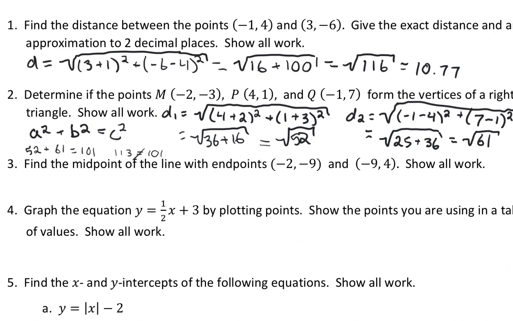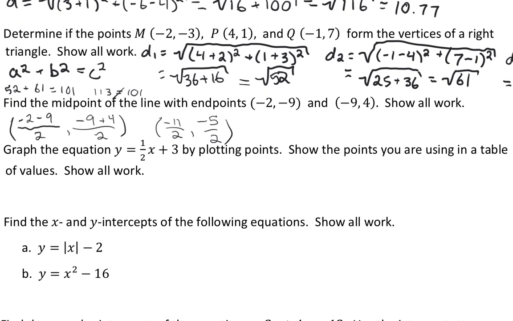Next, we're going to find the midpoint of the line with endpoints -2, -9, and -9, 4. For this, we're just going to find the averages of the x coordinates and the averages of the y coordinates. So -2 plus -9 over 2, comma, -9 plus 4 over 2. And this is going to be -11 over 2 and -5 over 2. And that is our midpoint.